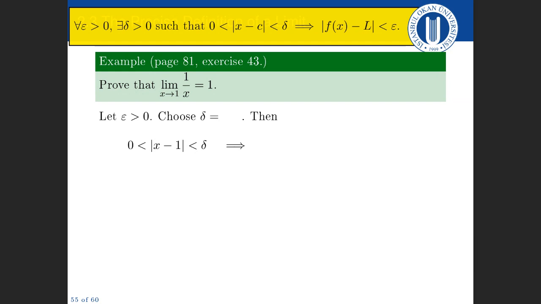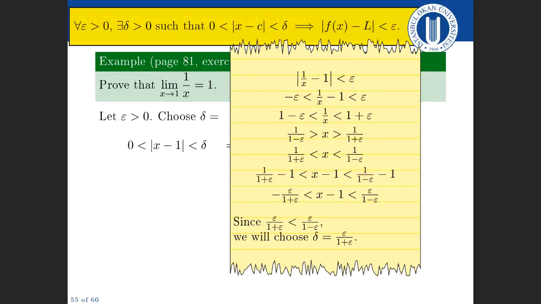To go any further, we need our scrap paper calculation. And here it is. We start with what we want to finish with. We want the absolute value of f of x minus L is less than epsilon. Our function is 1 over x. Our limit capital L is 1. So we want to get the absolute value of 1 over x minus 1 is less than epsilon. So we play with that. And we end up with, and let me remind you, we want to end up with x minus 1, we end up with x minus 1 is between minus epsilon over 1 plus epsilon and epsilon over 1 minus epsilon.